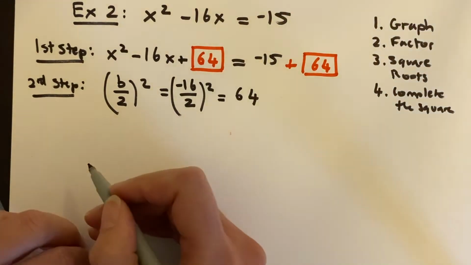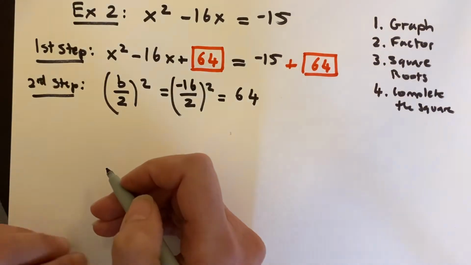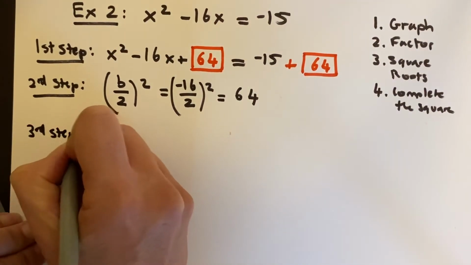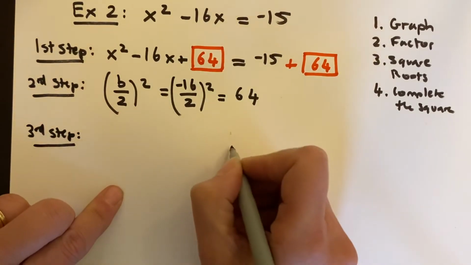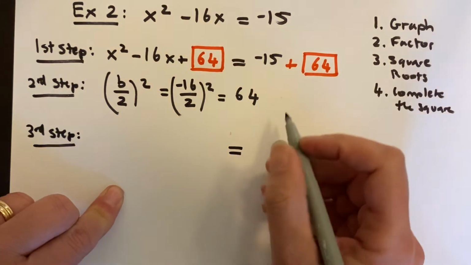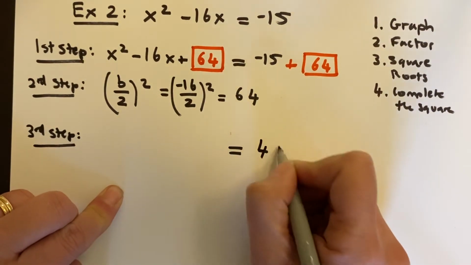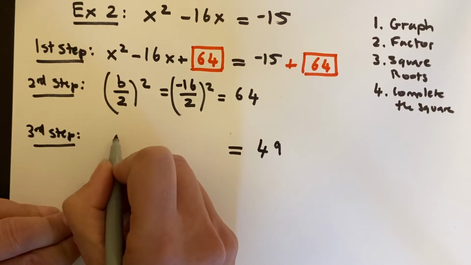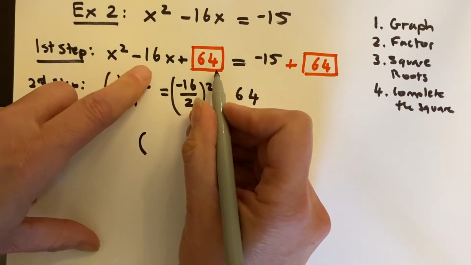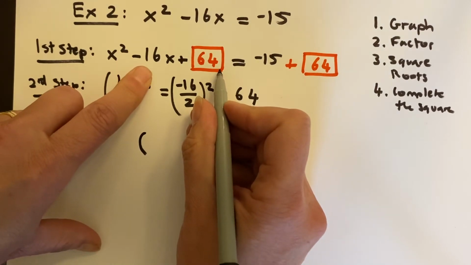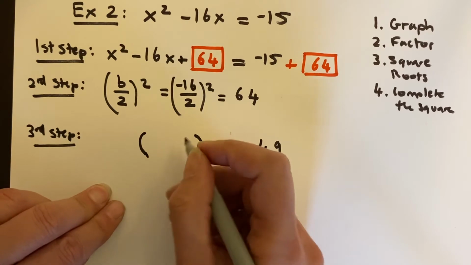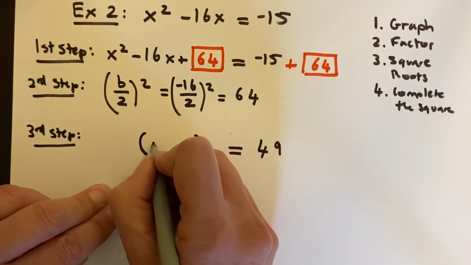So my third step is now to write down what I have left. Over here on the right hand side, I'm going to write down negative 15 plus 64, which is 49. And then I'm going to factor what is now my perfect square trinomial. And I can factor it, and what's going to go in here, and again, you just did this, right? And you hopefully did it in your homework.